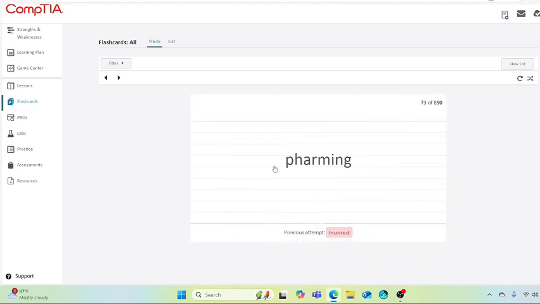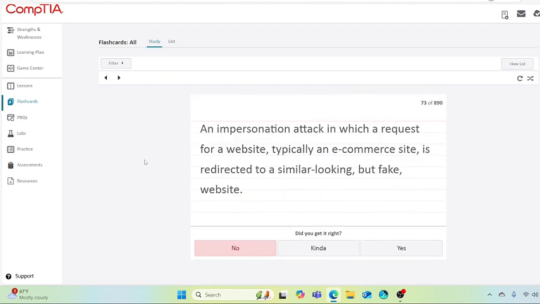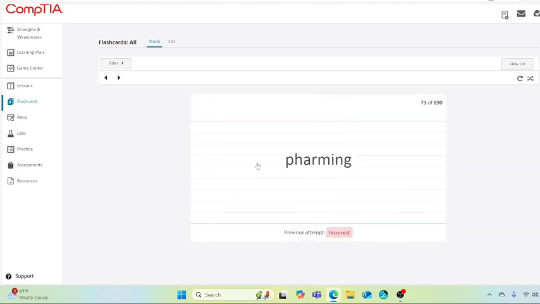Farming. An impersonation attack in which a request for a website, typically an e-commerce site, is redirected to a similar looking but fake website.